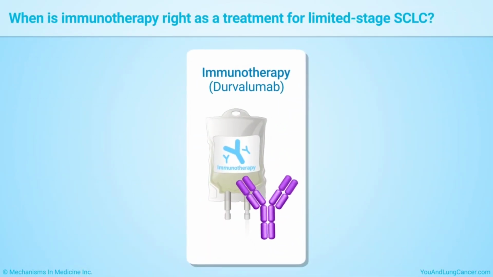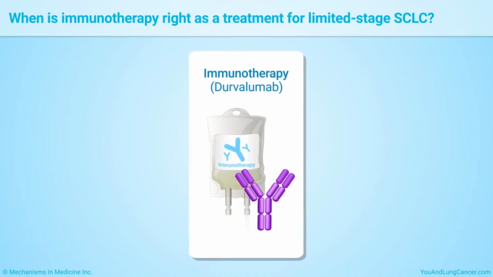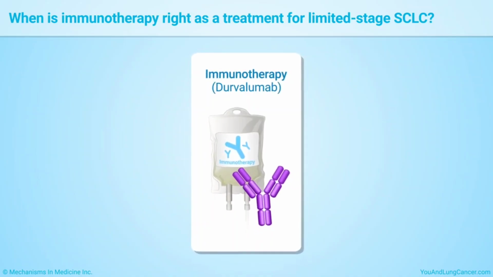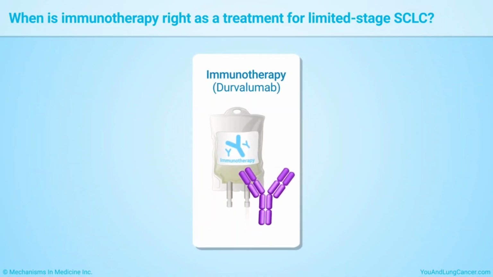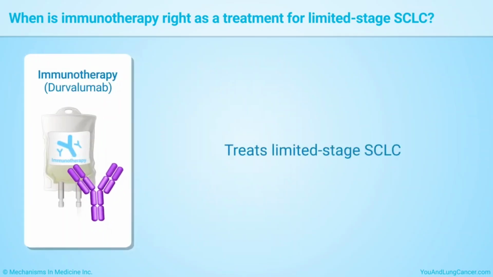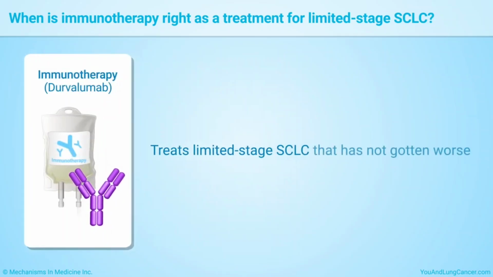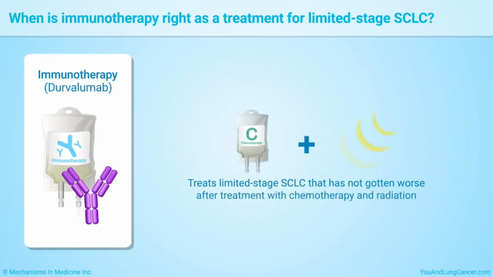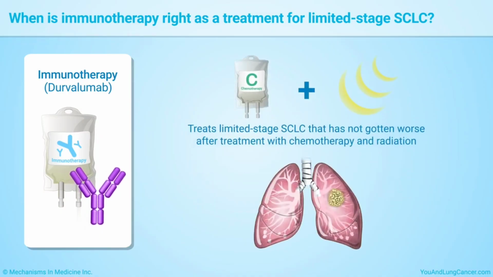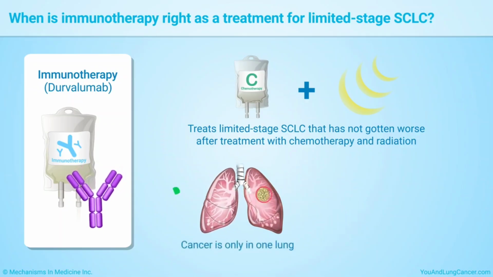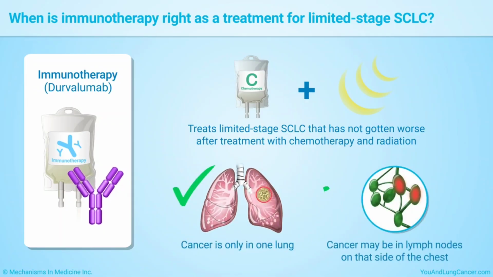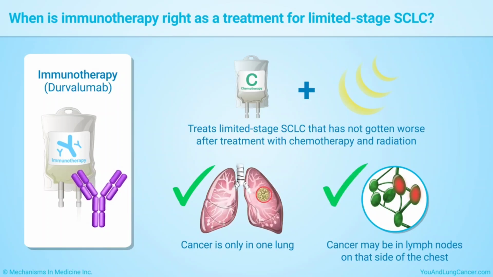Durvalumab is an immunotherapy drug that has been used to treat extensive stage small cell lung cancer for several years. It was recently approved to treat limited stage small cell lung cancer that has not gotten worse after treatment with chemotherapy and radiation together. Limited stage small cell lung cancer is cancer in just one side of the chest. It may be in only one lung and sometimes lymph nodes on that side of the chest.